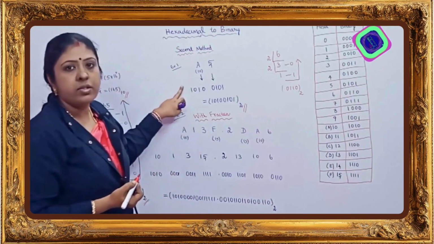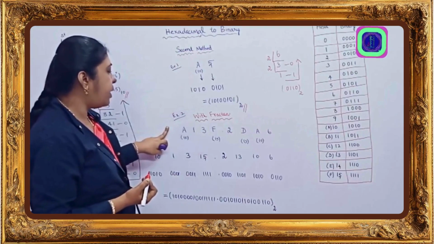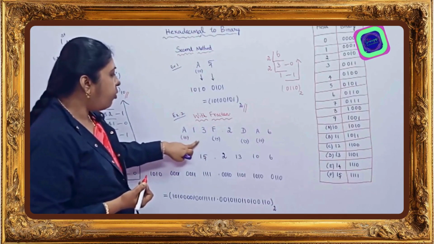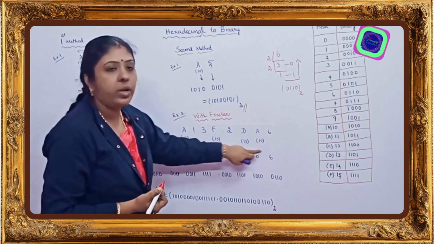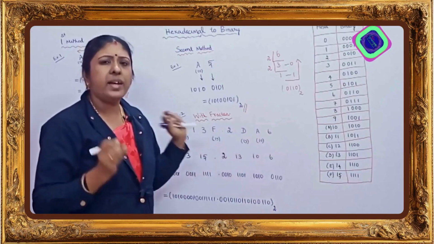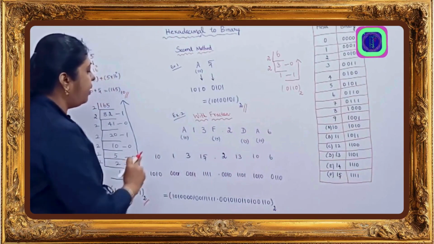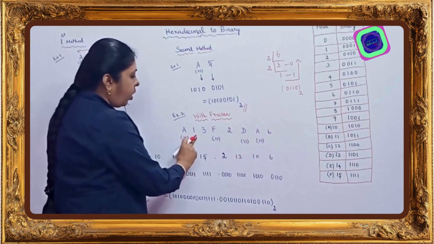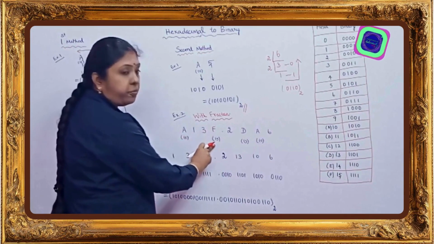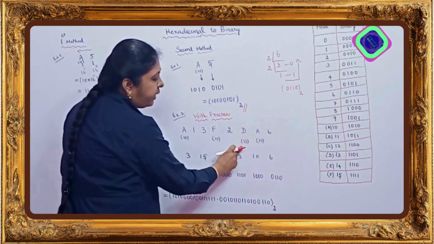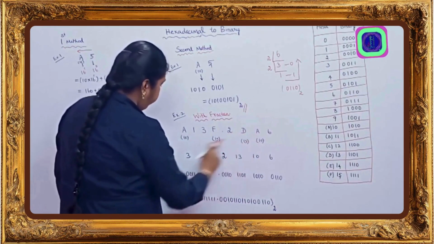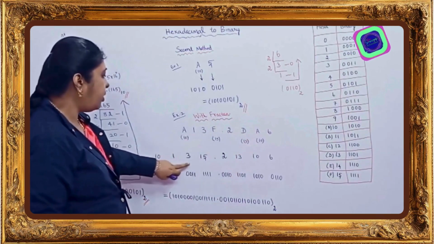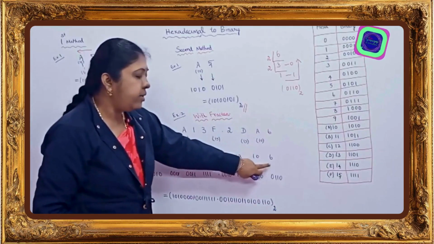Now the integer value has been represented. Again consider an example with fractional values. Here A13F.2DA6. Again it is the simple substitution methodology. A is represented as 10, 1 as it is, 3 as it is, F as 15. Again D is 13, A is 10. Here the concerned digits are written: 10, 1, 3, 15, 2, 13, 10, 6.